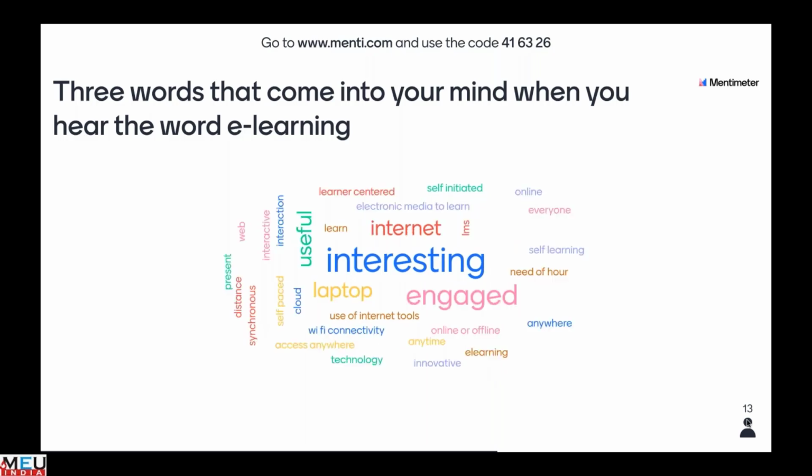So we have got many more options, and still interesting is the one that stands out. Engaged, useful, anywhere, access anywhere, distance, synchronous. I feel synchronous is something new. Earlier technology or online learning was always associated with asynchronous learning, but with the current scenario, we are using technology to its best. That is, we are predominantly using it for synchronous learning. So now I'll go to the next question.